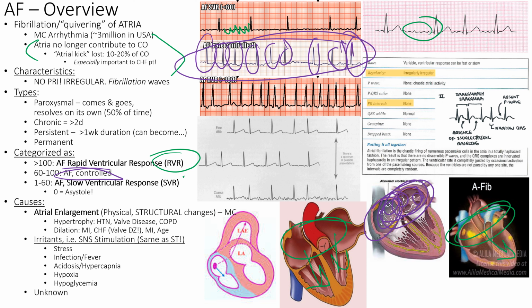And if someone is really reliant on that BP and the BP is like 95 and they have CHF, that atrial kick can be the difference between someone that's symptomatic and not symptomatic, right? So that little atrial kick is especially important to a CHF patient, right? So what are some characteristics of how you know someone has AFib?